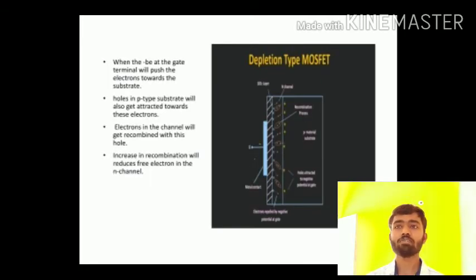Now let's see what happens when the voltage VGS is negative. Negative voltage at the gate terminal will push the electrons towards the substrate, and at the same time the holes in the p substrate will also get attracted towards these electrons. So in short, due to this negative voltage at the gate terminal, the electrons in the channel will get recombined with the holes, and the rate of recombination depends on the applied negative voltage. As we increase the negative voltage, the rate of recombination will increase, and that will reduce the number of free electrons available in this n channel, and effectively it reduces the flow of current.